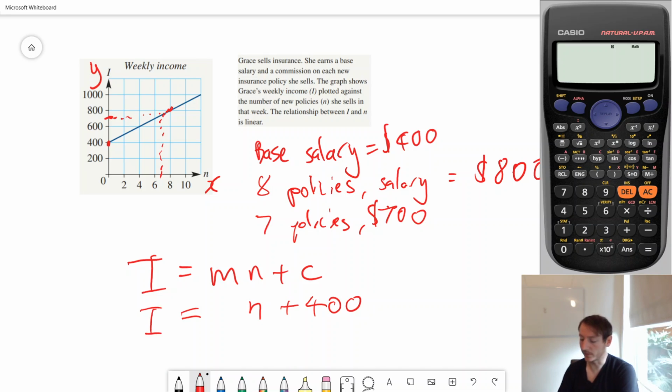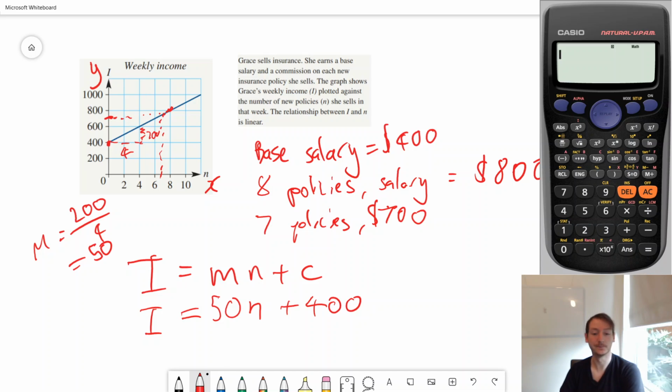The only other thing we need to find is the gradient of this line. So we can do that anywhere, but I reckon here's pretty easy. It goes across 4 policies, goes up 200, which means M equals rise over run, 50. We've got our equation. $50 per new policy, and that means the gradient is 50. The last question says, how much does Grace earn for each new policy? Well, you're thinking gradient here, $50.